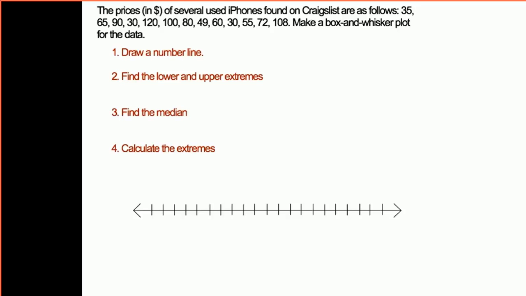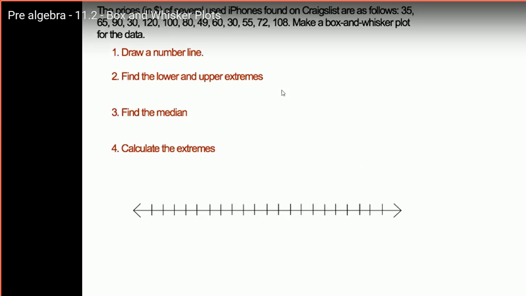So the best way to jump into drawing a box and whisker plot is just to do it with a problem. The prices in dollars of several used iPhones that are found on Craigslist are as follows: 35, 65, 90. Guys, first of all, we need to organize this data. We will order them from least to greatest, ascendingly.